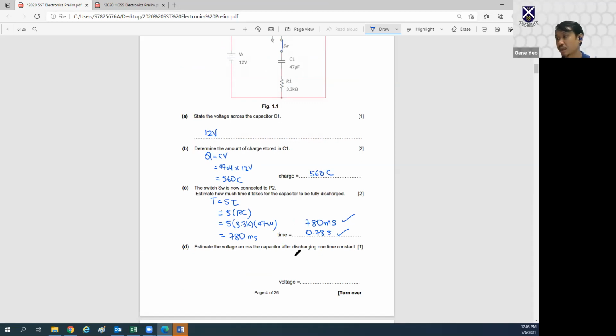Estimate the voltage across the capacitor after discharging for 1 time constant. After 1 time constant, tau, the Vout will be 1/3 of VCC. You got to know this. The discharging is that after tau it is 1/3, and fully discharged is 5 tau. Therefore, the voltage across will be 1/3 of the total, which is 12, which gives me 4 volts.